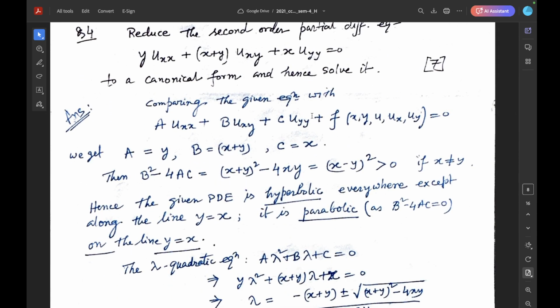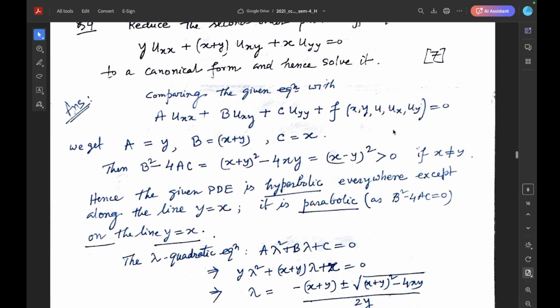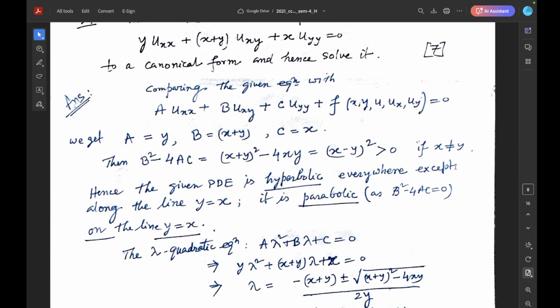Comparing the given equation with A u_xx + B u_xy + C u_yy + f(x, y, u, u_x, u_y) = 0, we get A equal to y, B equal to x + y, C equal to x. And then the discriminant B² - 4AC equal to (x + y)² - 4xy equal to (x - y)². This is obviously greater than 0 because x is not equal to y. We assume here x not equal to y.